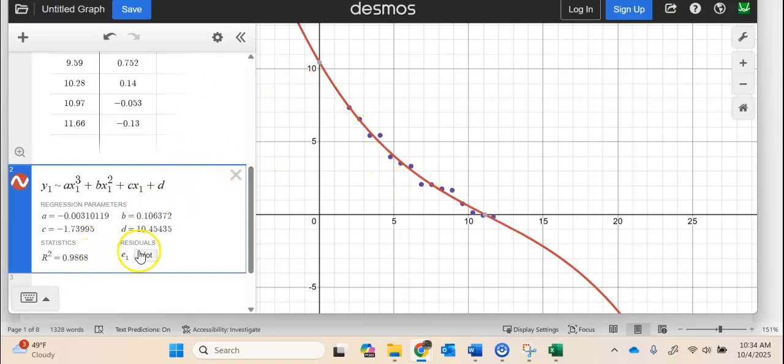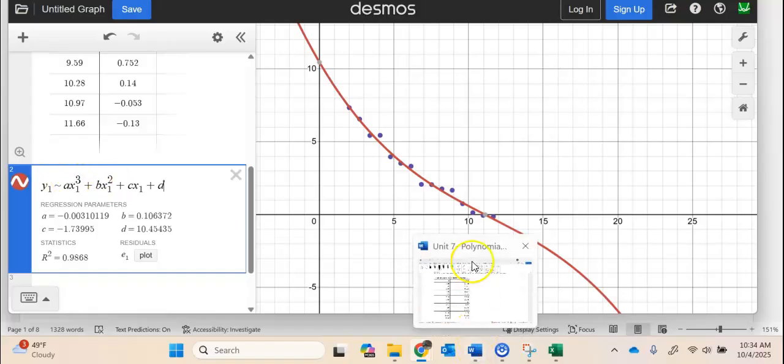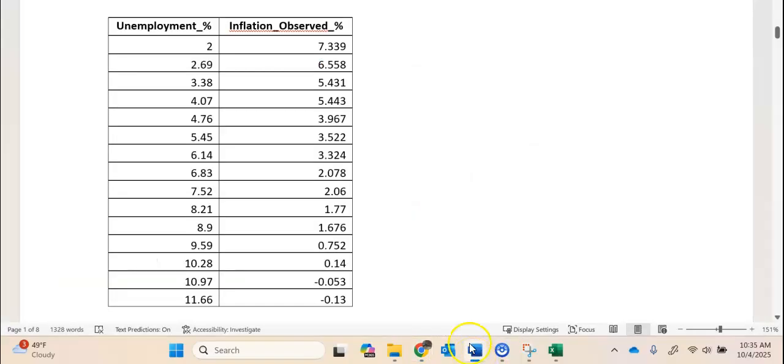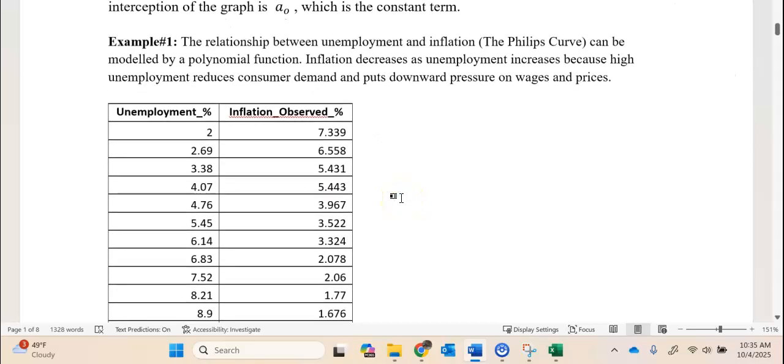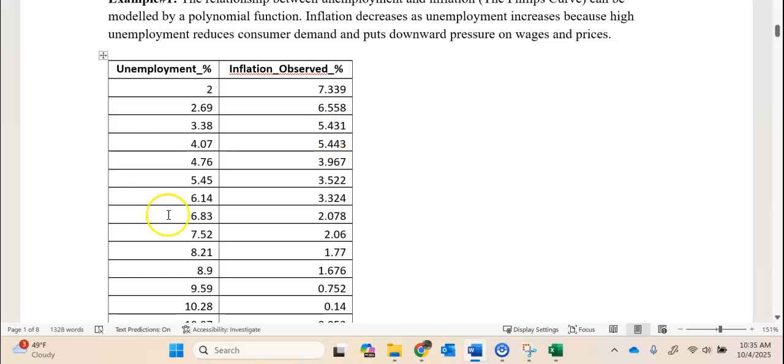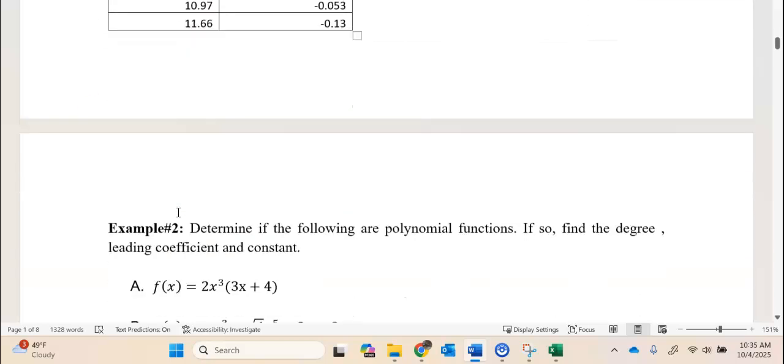If I were to write this function down, the a coefficient would be negative 0.003, b would be 0.1, c would be negative 0.17, and d would be 10, the y-intercept there. So this is an application of a polynomial. It's a cubic polynomial. We'll come back to that. We'll do a lot more regression. Regression's pretty interesting. I can actually find actual functions that model my data. We'll do a lot more of that moving forward.